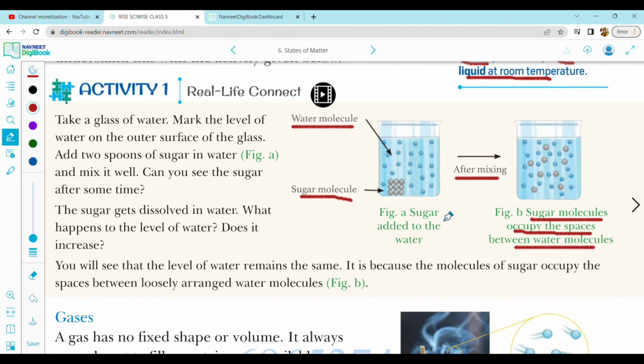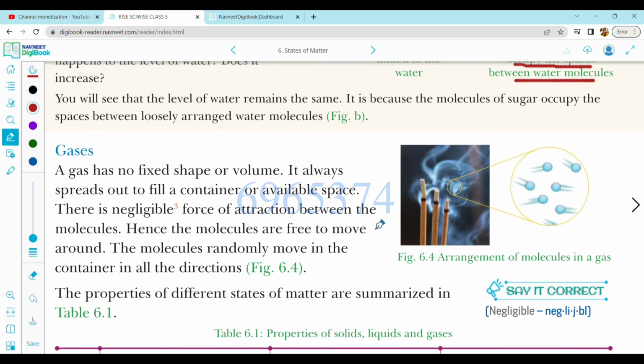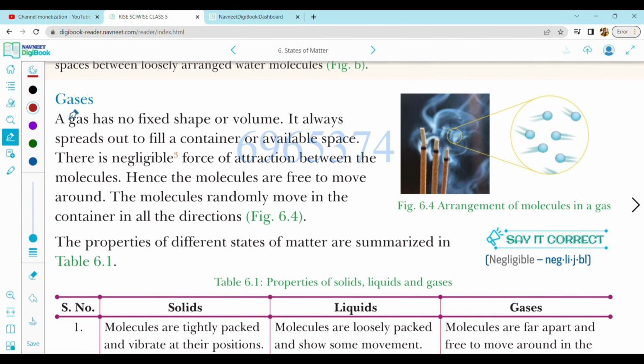Is this activity clear? Now moving to the next topic, which is gas. Gas has no fixed shape or volume. It always spreads out to fill the container or available space. There is negligible force of attraction between the molecules. Negligible means not enough to consider, matlab nahi ke barabar, theek hai?